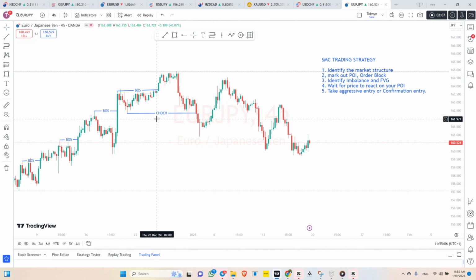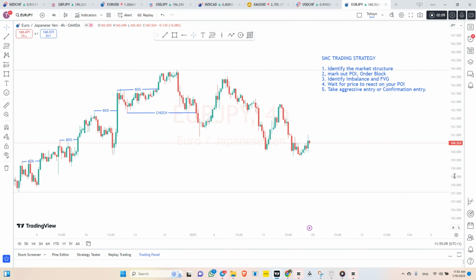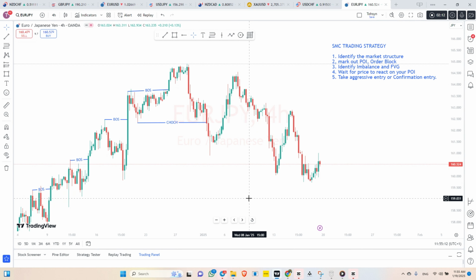So after the market has changed character, we look for the origin that caused the change of character, where the market started the down momentum from. This is a downtrend. So our order block in this instance is the last green candle before the sell. This is it right here.